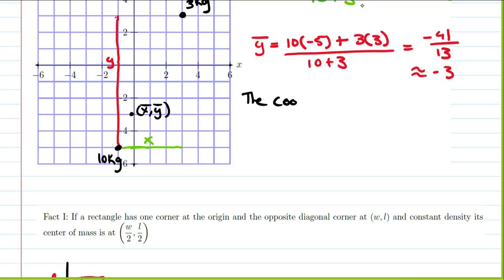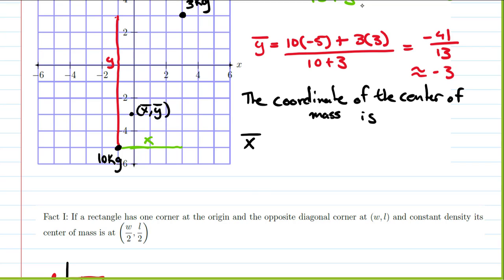So the coordinate of the center of mass is going to be x bar is equal to m sub y over little m, and we'll define what each of these mean, and y bar is equal to m sub x over m. So we've already talked about these guys right here, which are the same in both. So that's going to be the mass of the system.